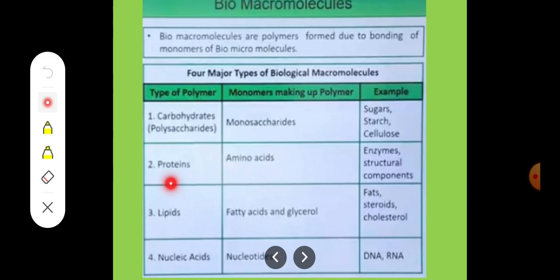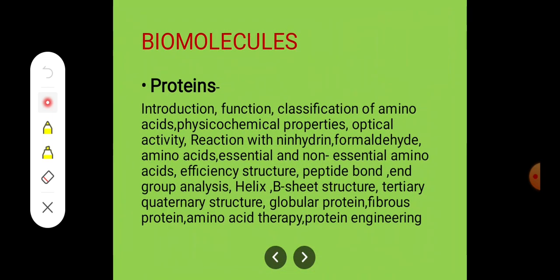Second, proteins. Proteins are prepared by using amino acids as monomers, and a number of amino acids are linked together to form proteins. For example, enzymes, structural components. Third, lipids. Lipids are prepared by using fatty acids and glycerol as monomer units. For example, fats, steroids and cholesterol. Fourth, nucleic acid. Nucleic acids are prepared by using nucleotides as a monomer unit. For example, DNA, RNA. Next, in biomolecules we will discuss protein, carbohydrate and lipids in detail.